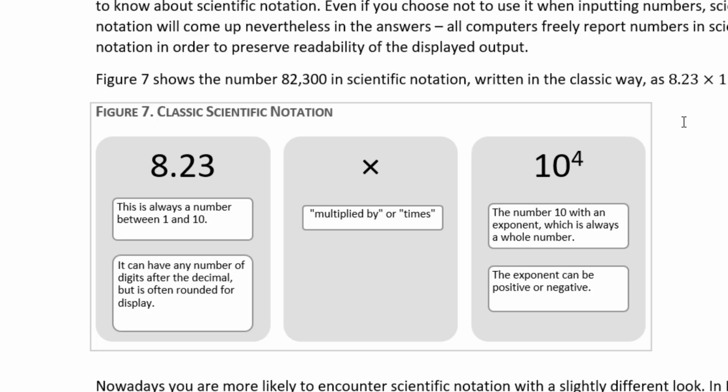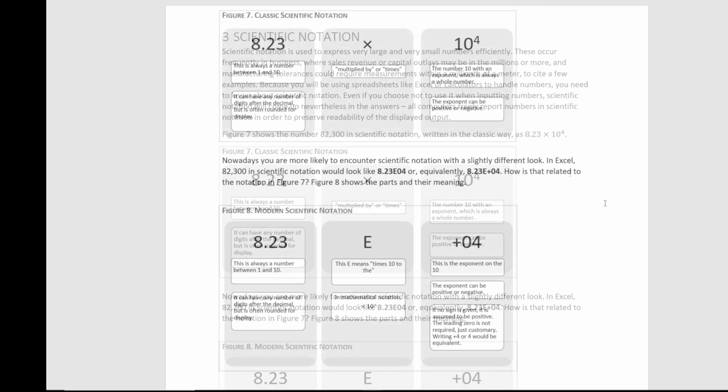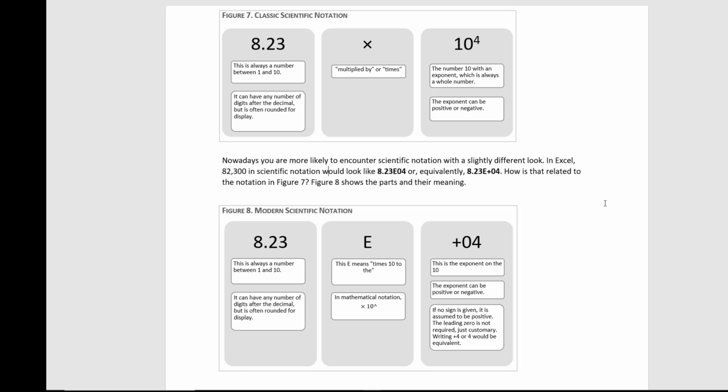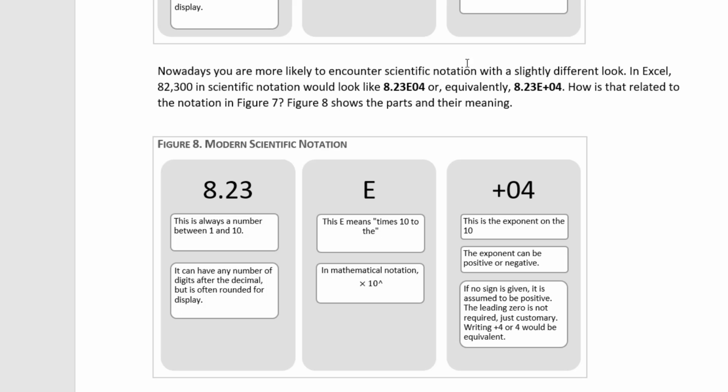So for large numbers like 82,300, your exponent is going to end up positive in scientific notation. For small numbers like 0.000023, your exponent on the 10 is going to end up being negative. We're going to go through examples of both. Nowadays, though, you are more likely to encounter scientific notation with a slightly different look because computer displays do not go for superscripts. In Excel, 82,300 in scientific notation would look like this. Or equivalently, it could look like 8.23 capital E plus 04.